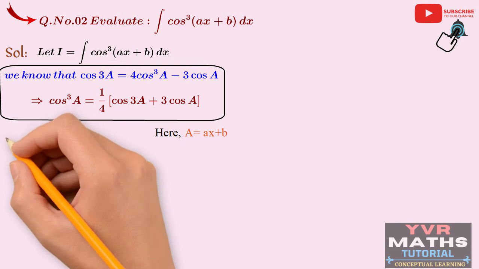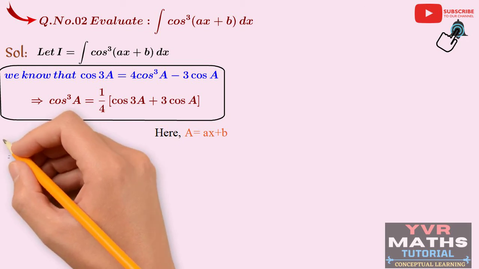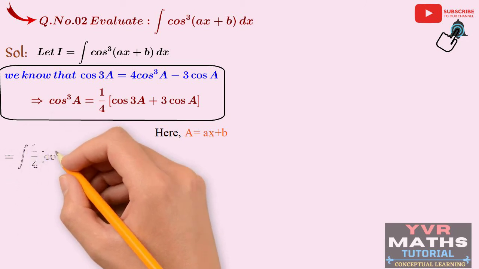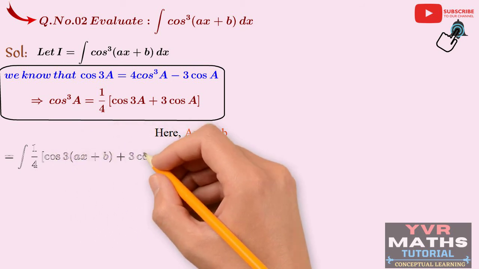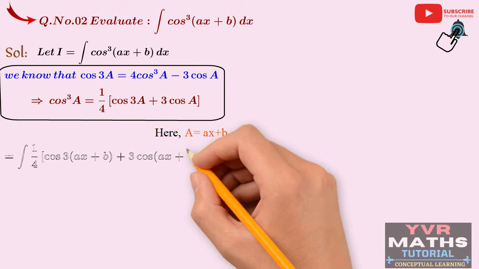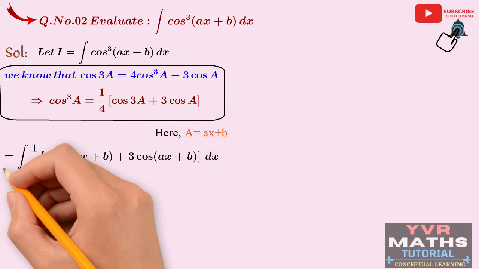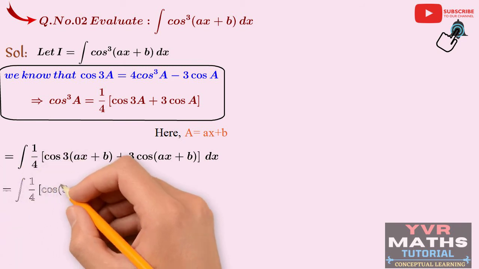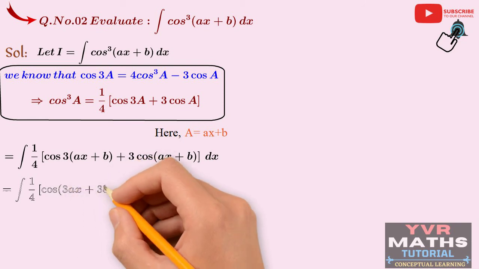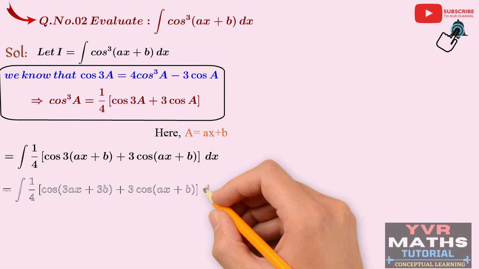See here in the next step. I is equal to integral 1 by 4 into cos of 3 times of ax plus b plus 3 times of cos of ax plus b dx. Here 1 by 4 is the constant. If we write it outside of the integration, then the next step is 1 by 4 into integral cos of 3ax plus 3b plus 3 cos of ax plus b dx.